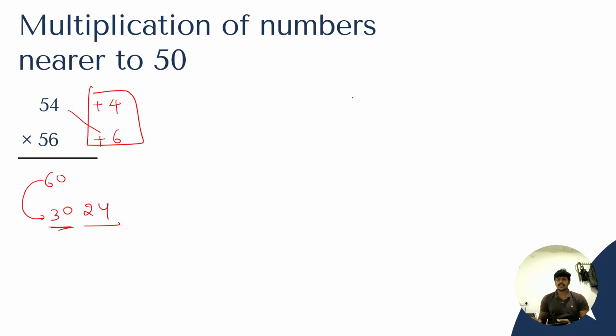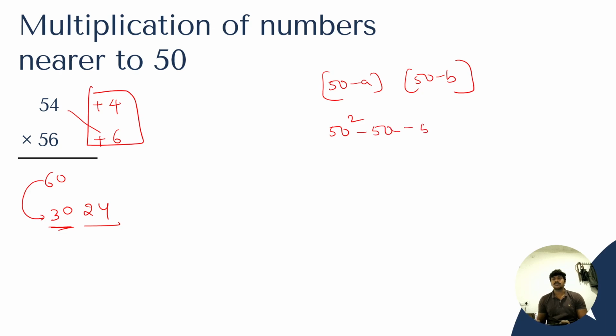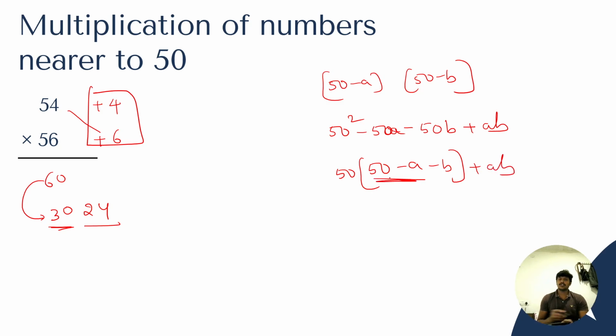Now the process is exactly going to be the same. You are going to write them as 50 minus A and 50 minus B. But if you multiply, you are going to get 50 square minus 50A minus 50B. And at the end, you are going to get plus AB. If you take 50 common for the first three terms, 50 minus A minus B, and plus AB. As you can see, 50 minus A is one of our numbers and we're subtracting B. That is the cross difference. And now listen, you have to multiply it with 50.